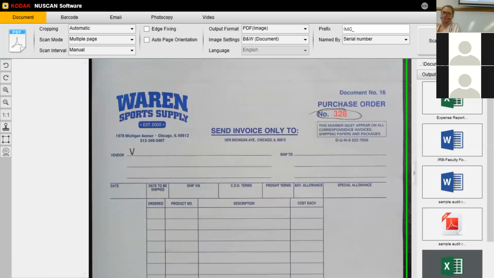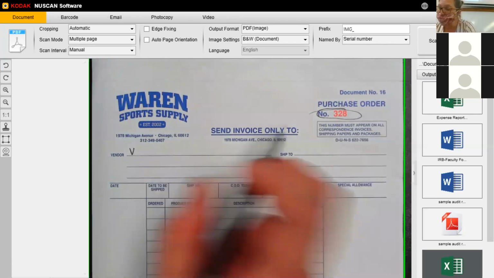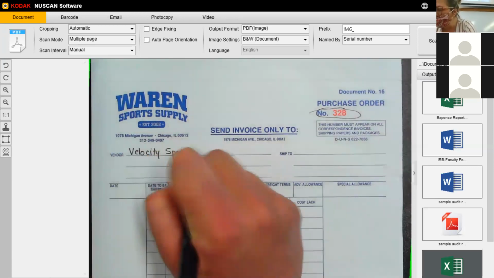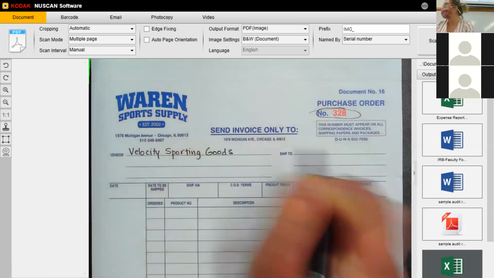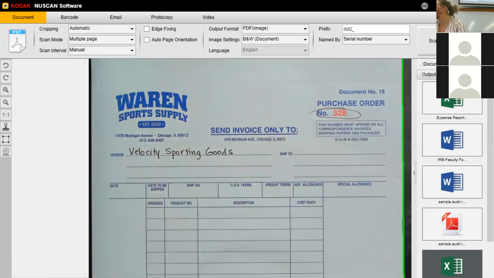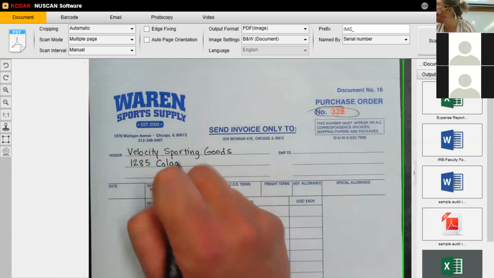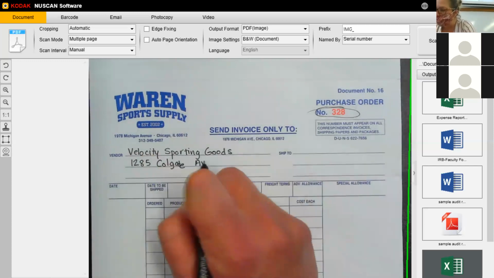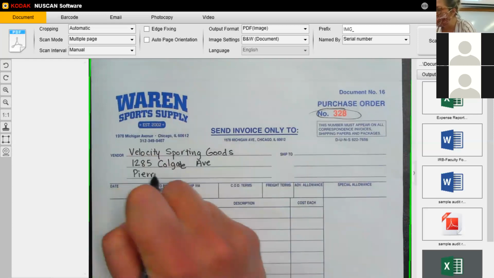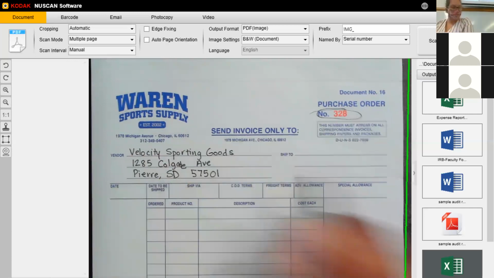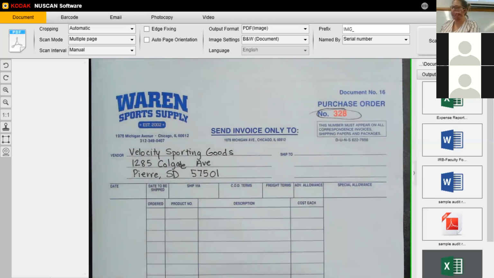Yes. Okay. Excellent. So our sole supplier for the purchase of sporting goods is Velocity Sporting Goods, and their address is 1285 Colgate Ave in Pierre, South Dakota. $57501. Do we have a ship to, Audra?